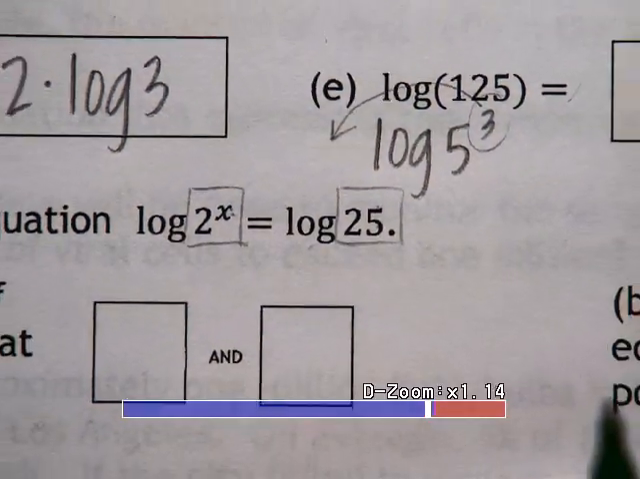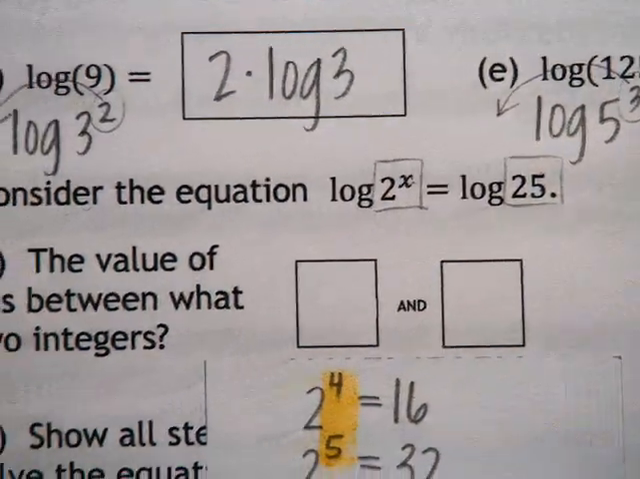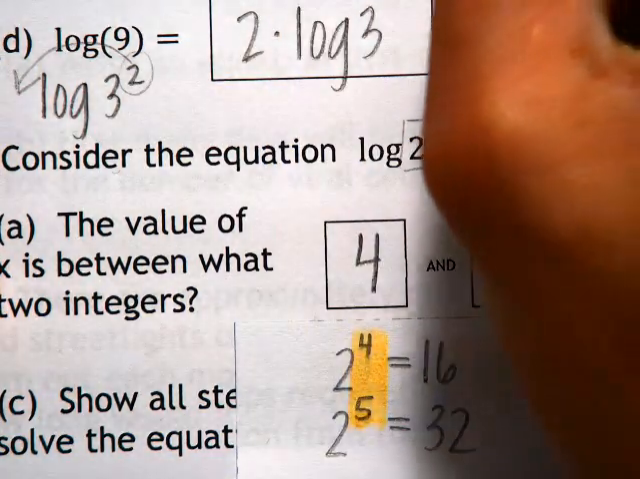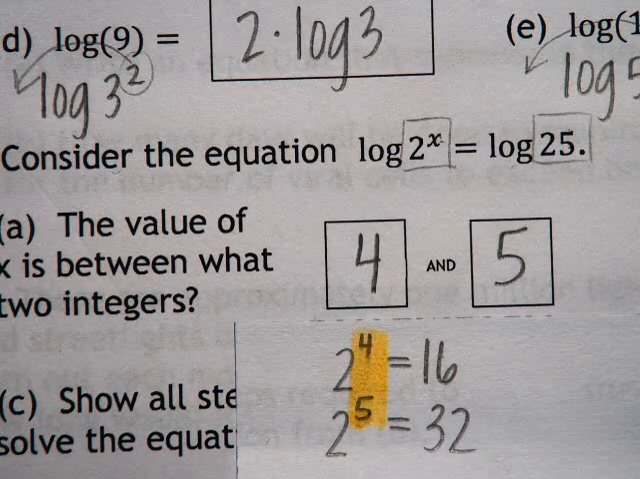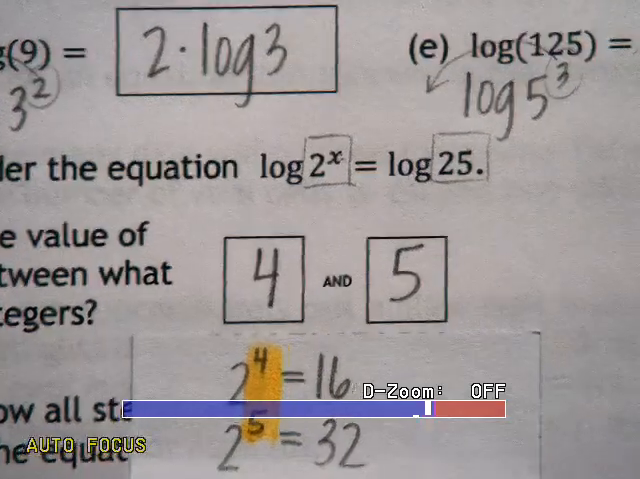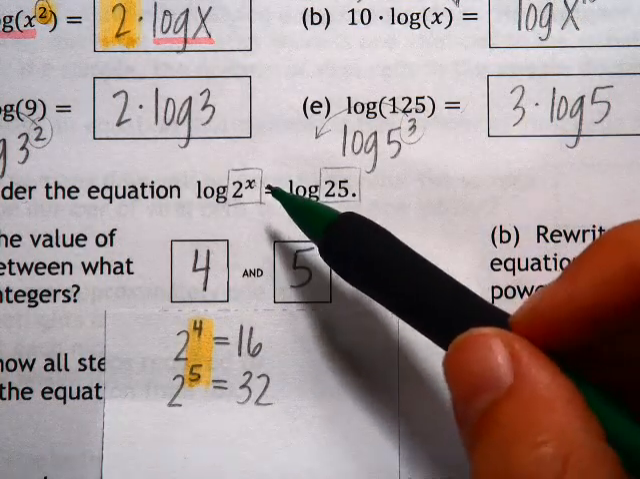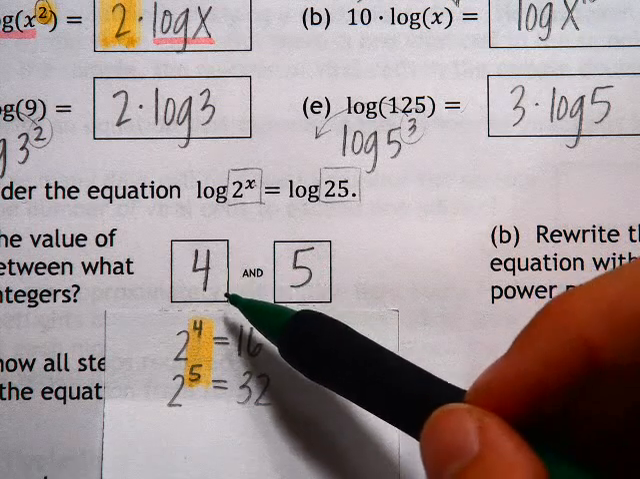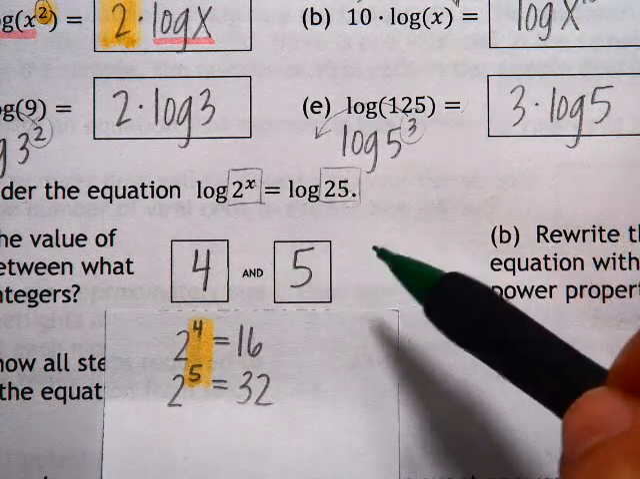So in that first part, part A, where it says the value of x is between what two integers? Integers are whole numbers. We know that x is between 4 and 5. Now to narrow it down specifically, we have two choices. First option, you can guess and check. You can do 2 to the power of 4.1, 2 to the power of 4.2, 2 to the power of 4.3, 2 to the power of 4.4. And you can just keep guessing until you get close to the number that you want.